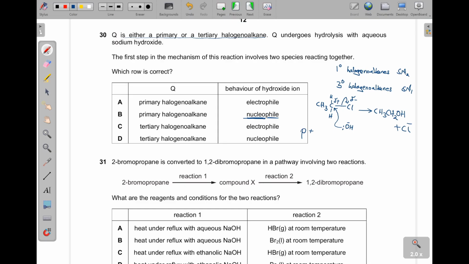You see that? So that's why the OH there is a nucleophile. So that means our answer here is B.